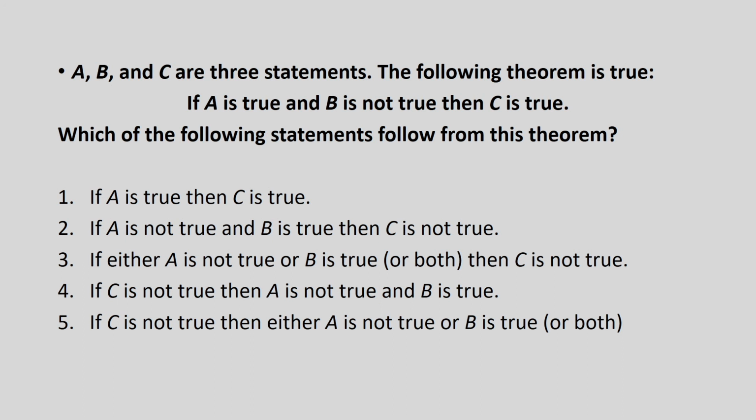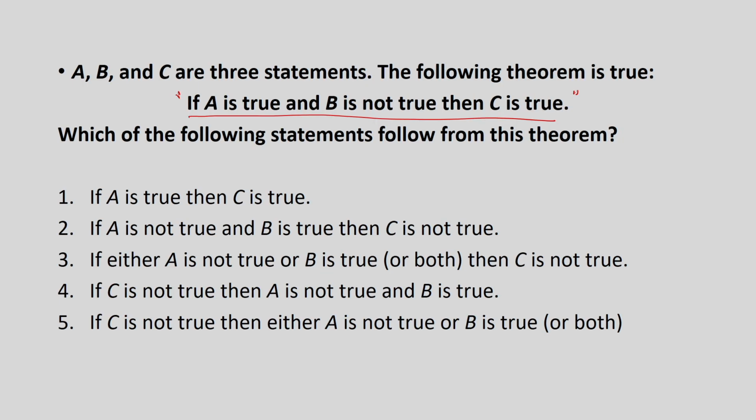Here is another problem from mathematical logic. So, here is the question: A, B, C are 3 statements and the following theorem is true. What is this theorem? The theorem is this: if A is true and B is not true, then C is true. So, this is a theorem which is given to us, and this theorem is correct, it is a valid theorem.